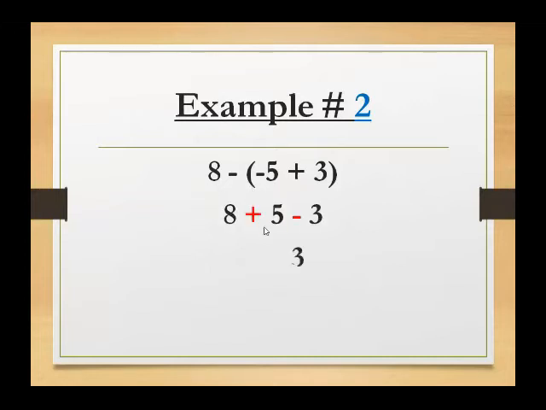See, 8. This minus 5 will become plus 5 because there is a negative sign outside the bracket, and this plus 3 will become minus 3. Now we will add accordingly. 8 plus 5 is 13. 13 minus 3 is 10. So this is the example of the negative sign.